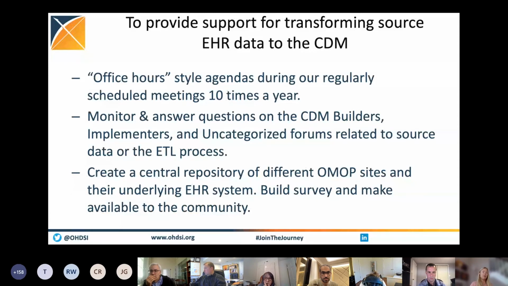Another key result is we're going to monitor and answer questions on the CDM builders, the implementers, and the categorized forums of OHDSI related to anything about the source data or the ETL process. And then we're also going to create a central repository of the different OMOP sites and the underlying EHR system. We're going to do this by building a survey and then making those results available to the community. So that way community members can get together between themselves and discuss how they've ETL'd their data.